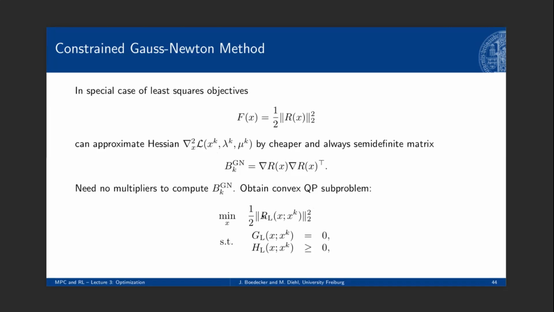You linearize your nonlinear functions R, G, and H at some point, and you just keep everything that was convex, namely the squaring outside of the R, and the equality constraints and the inequality constraints, and you get that. And that way you have a QP subproblem which is guaranteed to be convex. It's a semi-definite matrix, what we have here. And this problem you can then solve with a convex QP solver. And this is a very reliable, nice method called the constraint Gauss-Newton method, which I want to summarize here again.